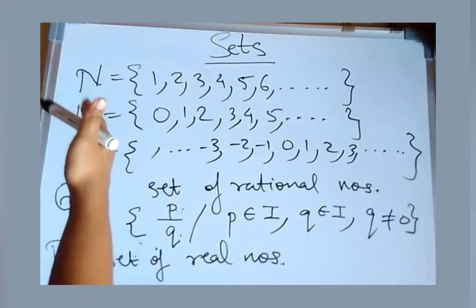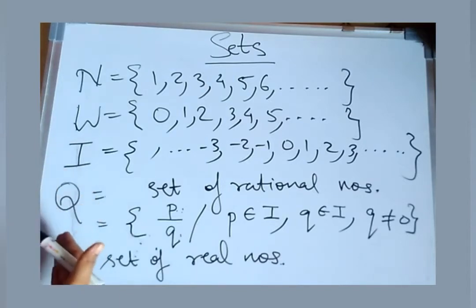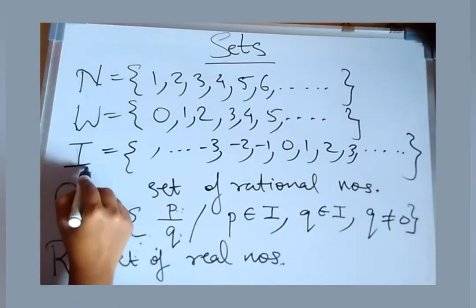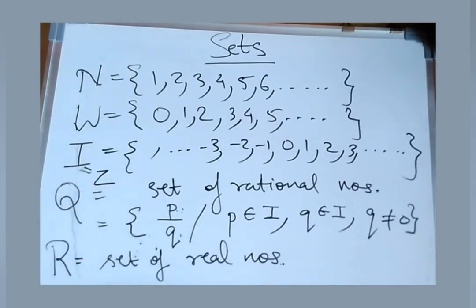So these are the fundamental notations, or fundamental sets of numbers, which we should know. N means natural numbers, W means set of whole numbers, I means set of integers, Q means set of rationals, and R means set of real numbers. In some books we also find Z used in place of I for integers.